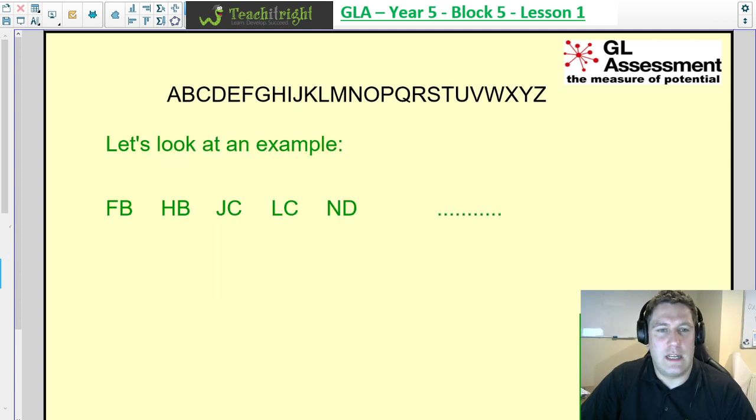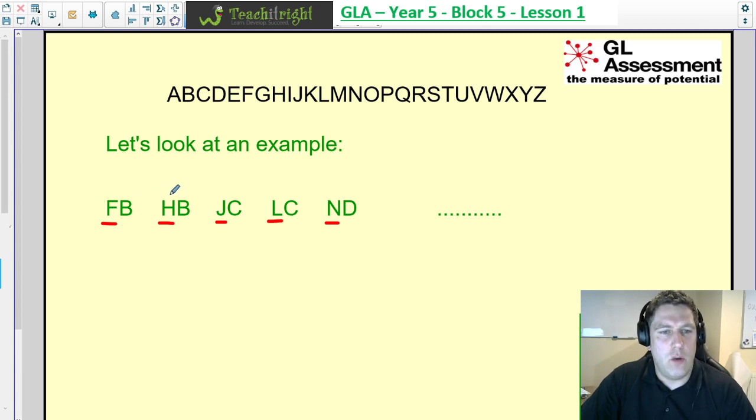So let's have a look at an example. We've got the alphabet at the top, and here is our double letter series. So do remember we're going to be looking at the first letter of each pair. So I'm actually just going to underline that just so that we're clear. So we're going to go from F to H to J to L, and then we're going to go to N.